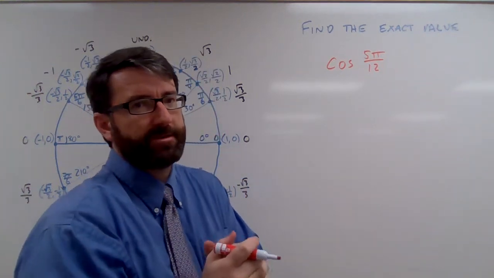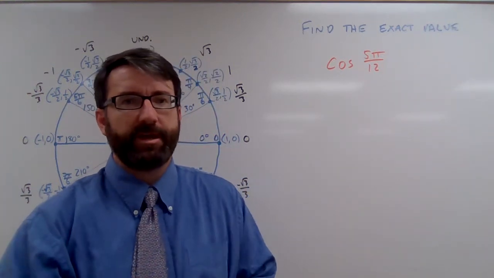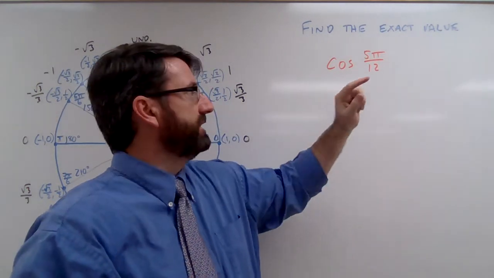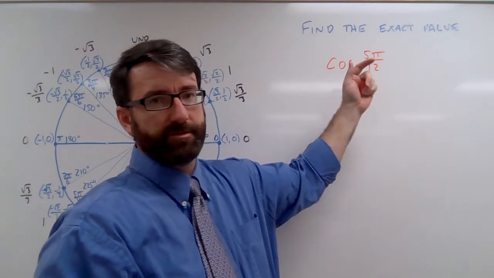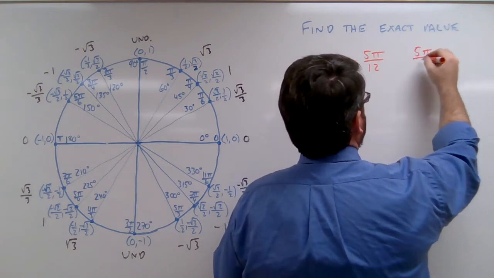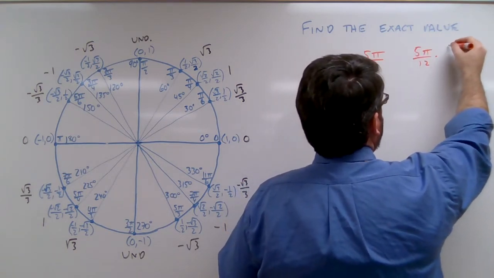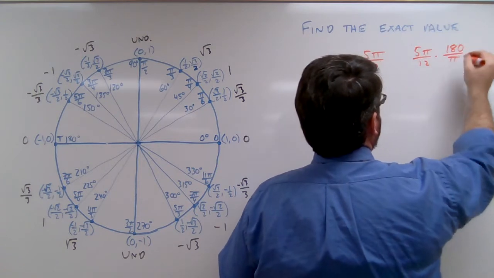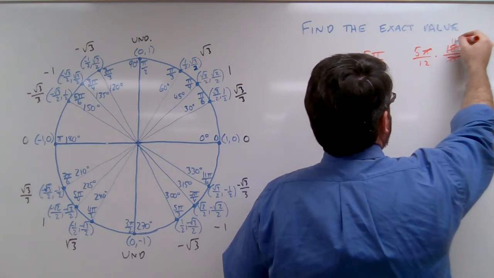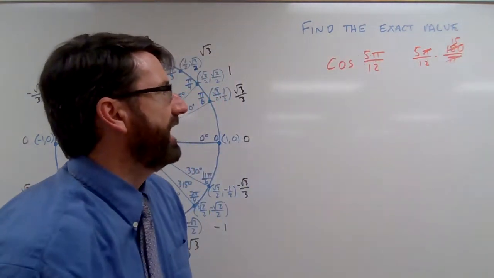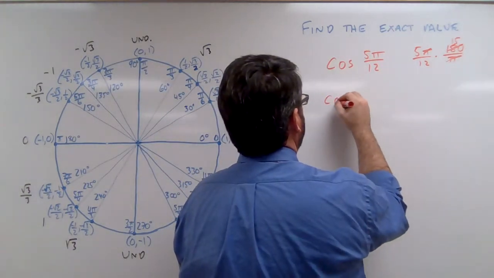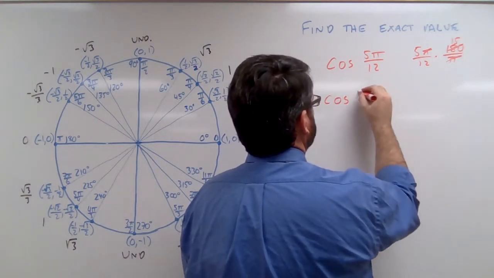All right, for this problem, we're asked to find the exact value of the cosine of 5 pi over 12. So first, to make this a little bit easier to work with, let's change this angle measure from radians to degrees. We can do that by multiplying 5 pi over 12 by 180 over pi. The pi's will cancel. 12 goes into 180 15 times, and 15 times 5 is 75. So this is the same as the cosine of 75 degrees.